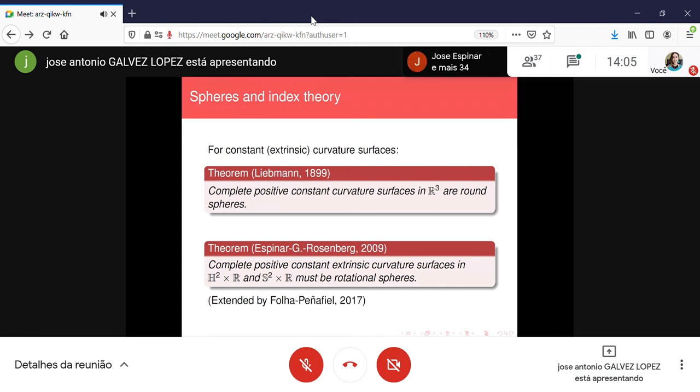In fact, this result was extended by Abigail and Carlos Peñafiel for surfaces in these product spaces where a linear combination of the intrinsic and extrinsic curvatures of the surface is constant.